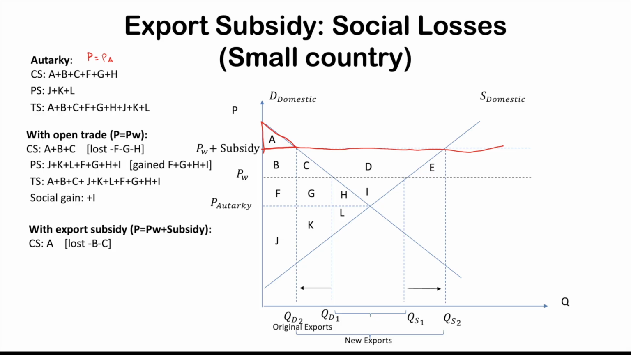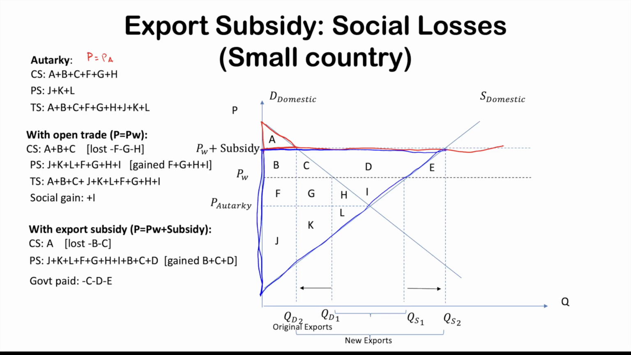At the same time, the area of the producer surplus is quite large. It's the area below the price but above the supply curve. But somebody has to pay for this subsidy, and that is the government. So the government has to pay subsidy. It's the amount of the subsidy, which is this distance, times the amount of the exports, which is this distance right here. So the government pays CDE.